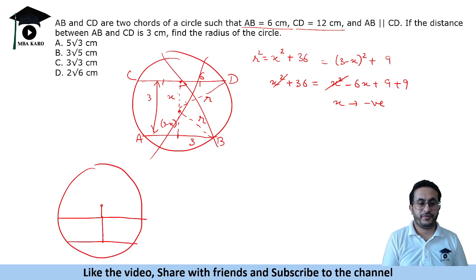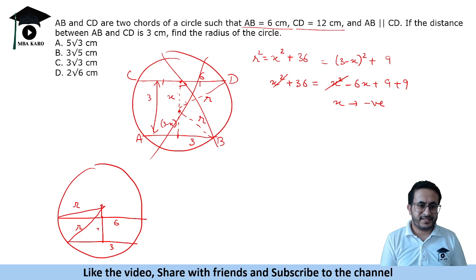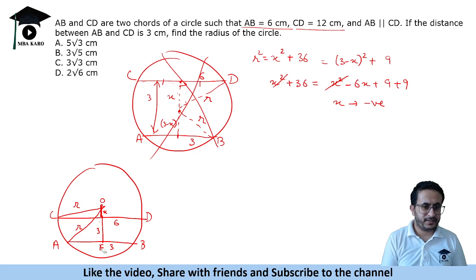Now we will have this thing, this part is 3, this part is 6. This is the radius r and this is the radius r. We need to find the radius of the circle. Now the distance between them is 3. Let us say this part is x, from O to, so AB is 6, CD is 12. So let's say this is CD, E and F. So OF is equal to x.